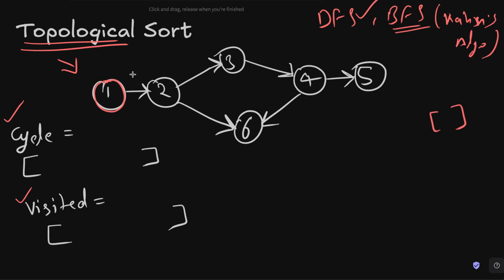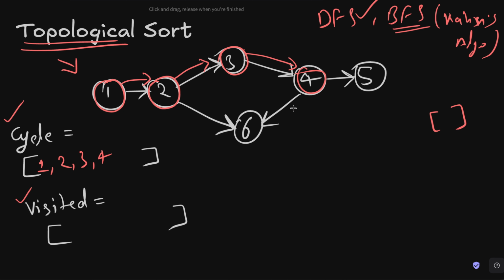So first I'm starting from 1. So 1 is going to be in the cycle because 1 is on the current path of DFS. Now I go to 2. 2 now is on the current path of the DFS, so I will simply add 2 here. Now I have a choice. I can go to 3 or I can go to 6. Suppose I go to 3. Now I have 3 on the current path, so I will simply add it to the cycle. Now I will simply go to 4, so I will add 4 also in my cycle.